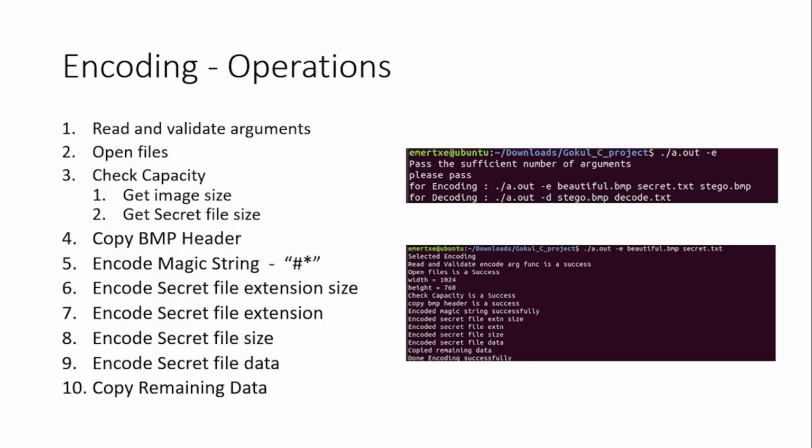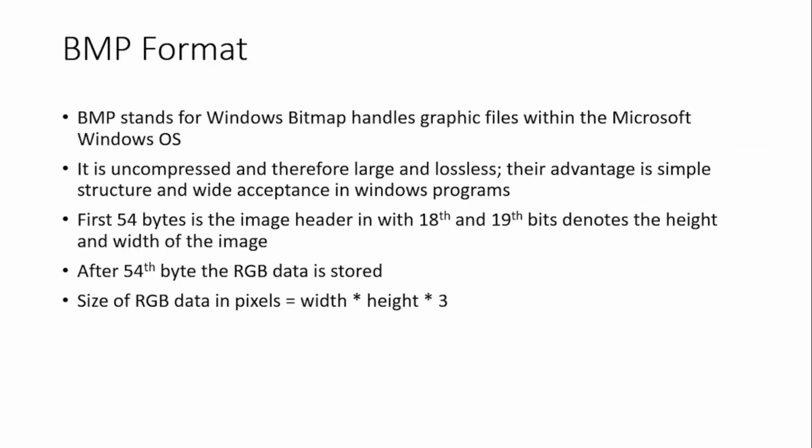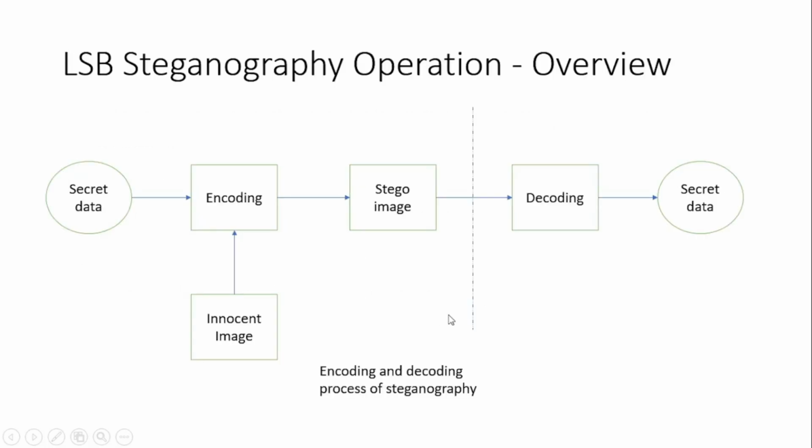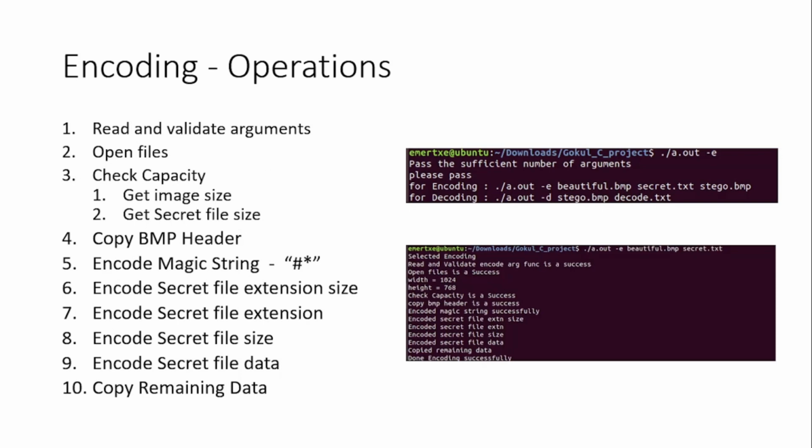To get the image size, we will check the 18th and 19th bytes of the BMP header, and from that, as per the previous equation, width into height into 3, we will get the size of the image. By using file operations, we will travel from the start of the secret file to the end of the secret file, and accordingly we will get the size of the secret file. Then we will get the capacity of both files.